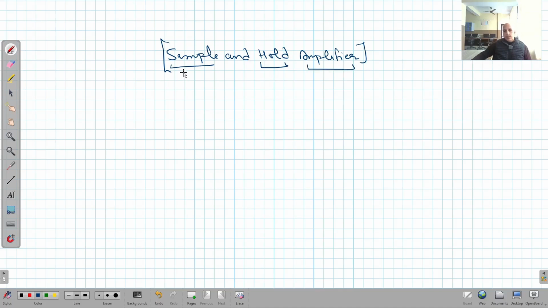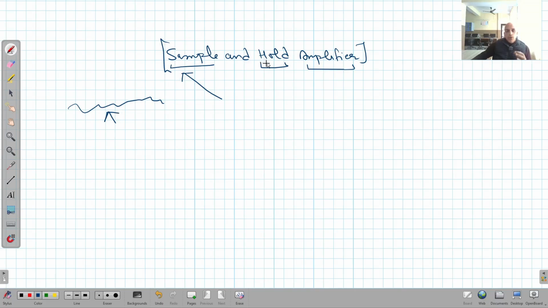So, it means we are going to discuss a circuit that is going to take the samples. Clear? That is going to take samples of what? Samples of a particular signal. For example, let this be a signal. Then this circuit will take the samples of this signal.